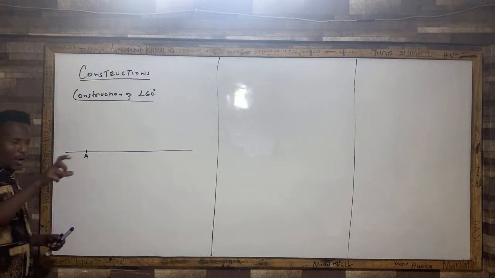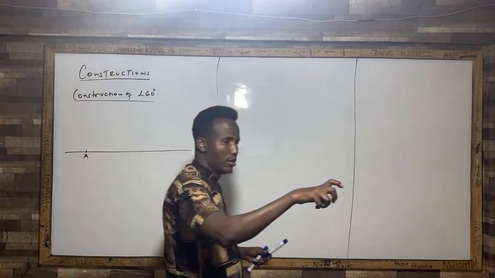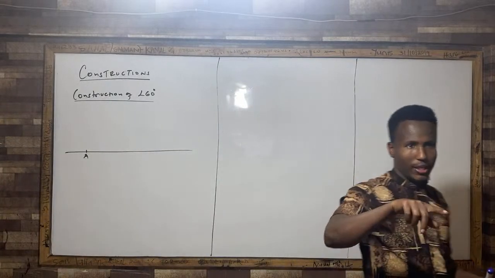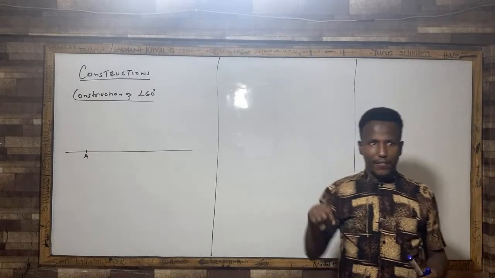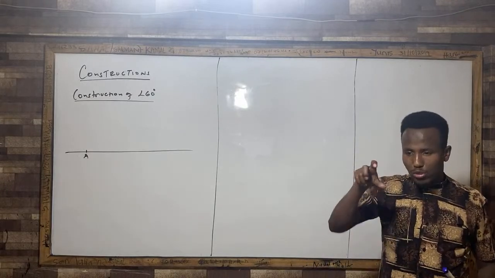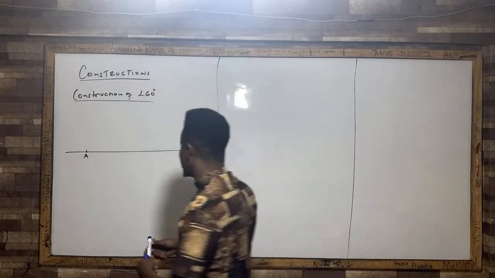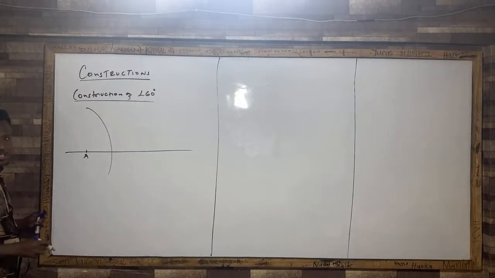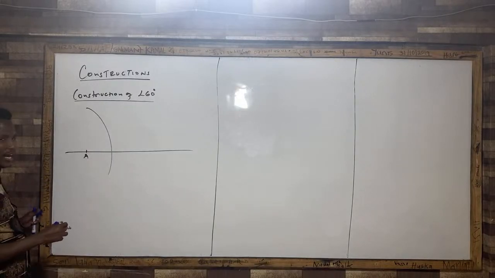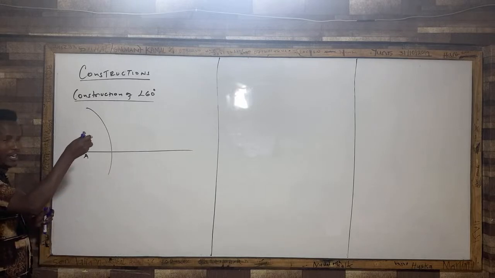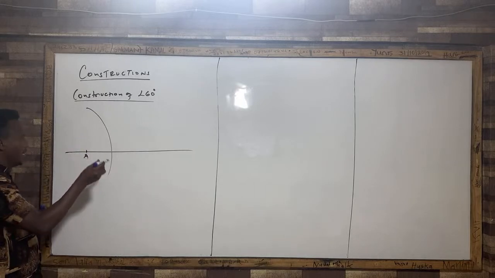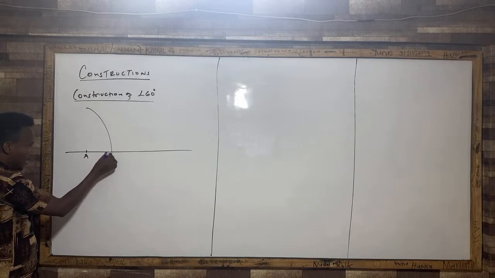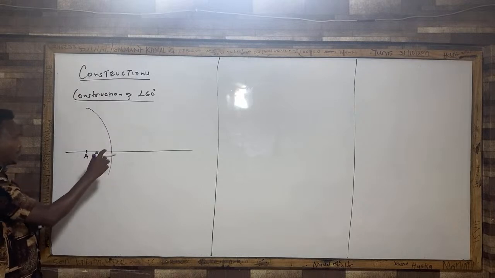So what will I do? I'll get the pair of compasses plus the pencil together. Don't forget, the pencil must be inserted there. So I want to construct an angle of 60 degrees. This is how I will do it. I'll come here with any radius and draw an arc. After drawing an arc, remember you're not going to interfere with the radius. Then come here and place the pair of compasses here.